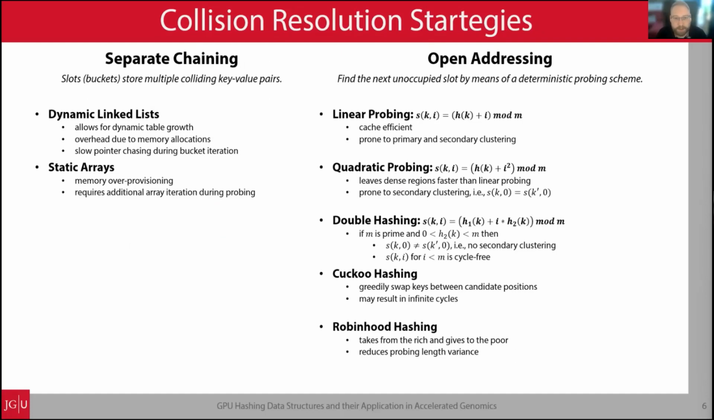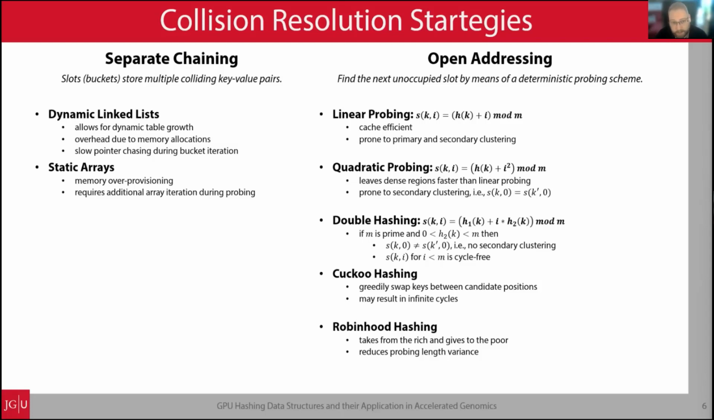Collision resolution strategies. Well, there are 2 main approaches to resolve said hash collisions. The first approach is called separate chaining, on the left, which bypasses this problem entirely by collecting all colliding elements, so keys, inside a so-called bucket for each hash table slot. These buckets can either be pre-allocated arrays or even dynamically allocated linked lists.